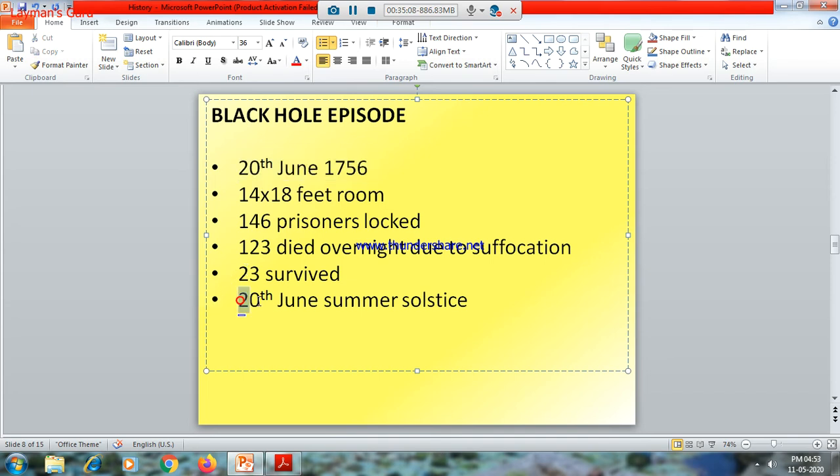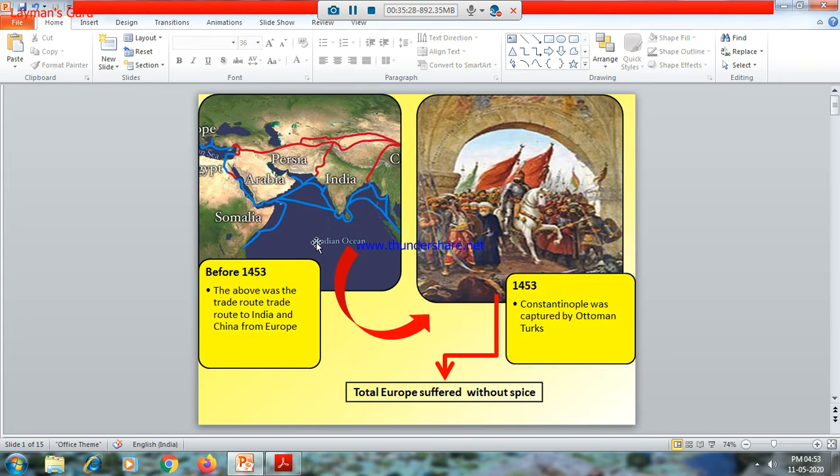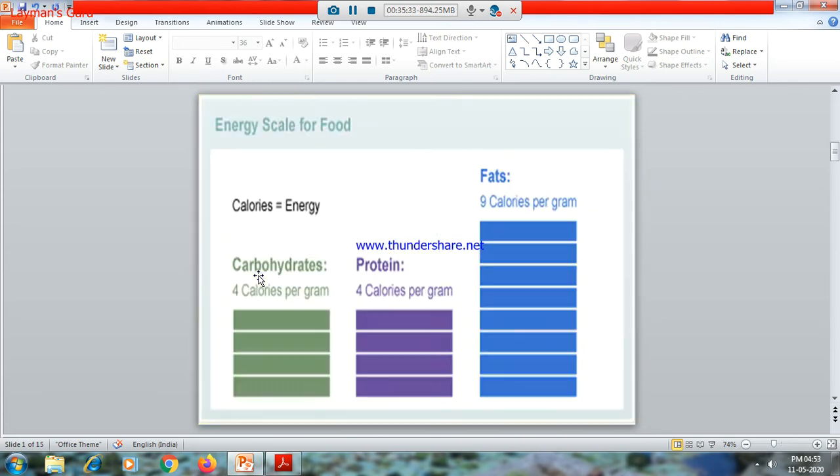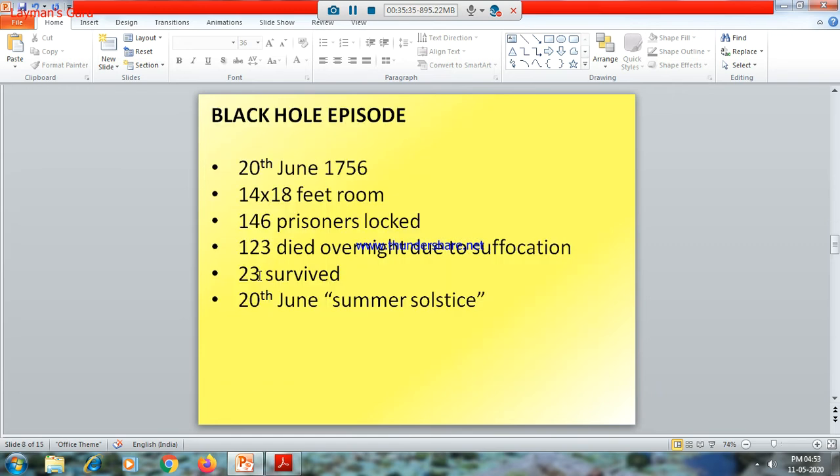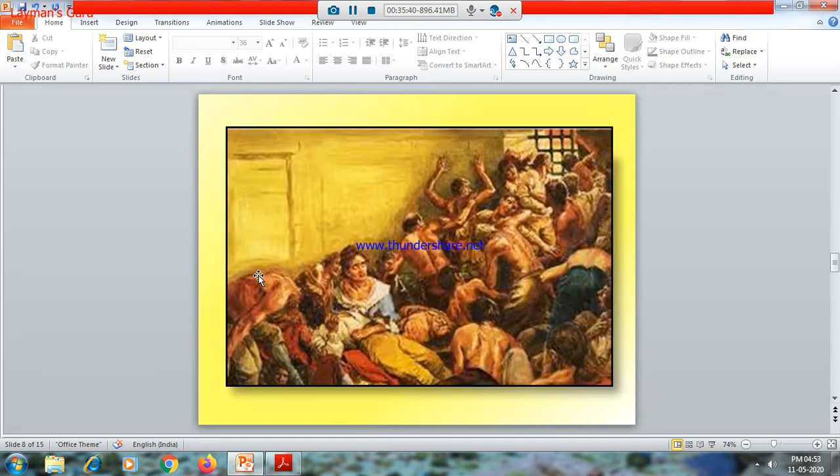What is the importance of this 20th June? It is summer solstice. Okay, this is summer solstice. The year is 1756. 5, 6, 7. We saw such numbers earlier. Where? Do you remember? 3, 4, 5. You see? So, this is the summer solstice date. What happens on summer solstice?